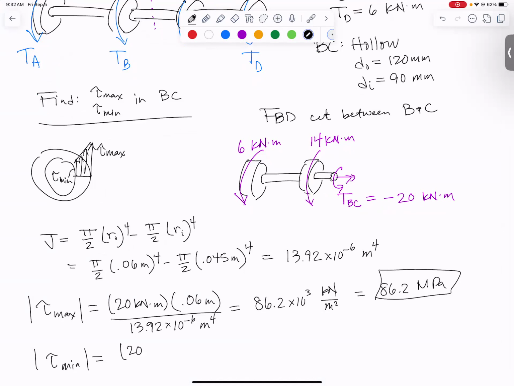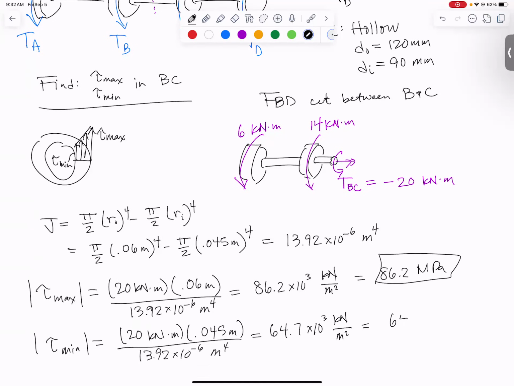Well, same torque, 20 kilonewton meters. Only thing that changes is now we are at 0.045 meters, 45 millimeters out. Same J, 13.92 times 10 to the minus 6 meters to the fourth. And this one is going to be 64.7 times 10 to the third kilonewtons per square meter, or 64.7 megapascals. Let's do one little extension.